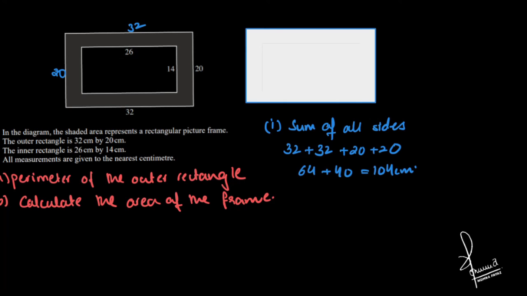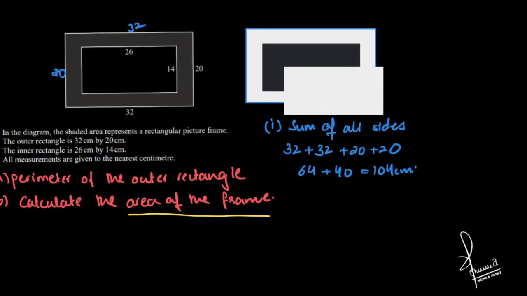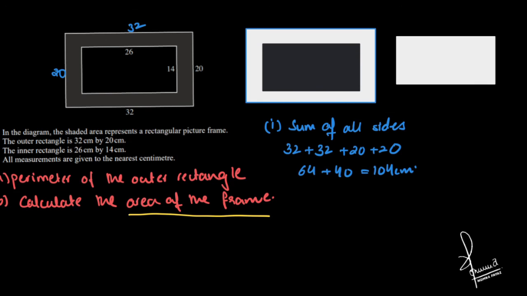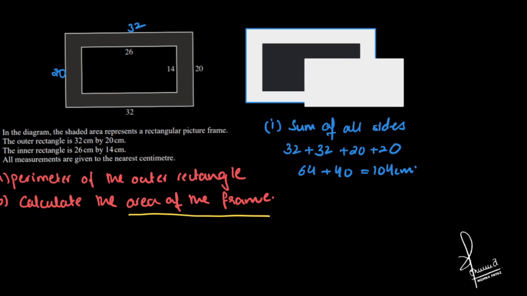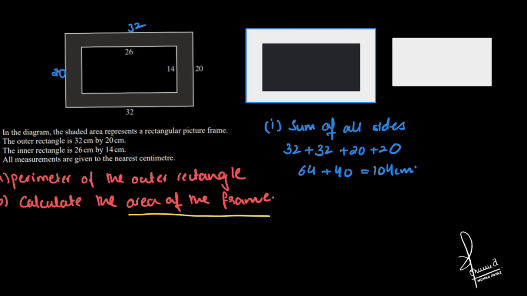Now in the second part, you want to calculate the area of the frame. So not the outer rectangle, not the inner rectangle, but the area of the frame. First, how did you get the frame? Focus on this. This is a rectangle, the outer rectangle, which is almost the size of the frame. How has the frame been made from this rectangle? You have basically cut out a smaller rectangle to get the frame. So this was your full rectangle. To get the frame, you have just taken out a smaller rectangle from the bigger rectangle. So how will you calculate the area of the frame?